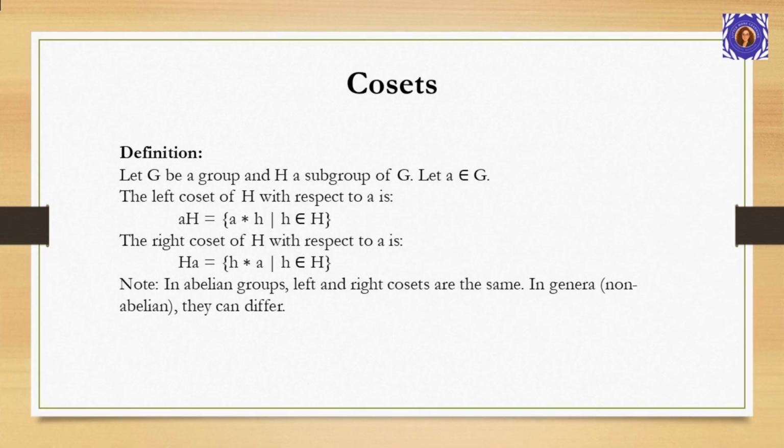Let G be a group and H a subgroup of G. Let A belong to G. The left coset of H with respect to A is AH, which equals the set of all A star h where h belongs to H. The right coset of H with respect to A is HA, which equals the set of all h star A where h belongs to H. Note that in abelian groups, left and right cosets are the same. In general non-abelian groups, they can differ.